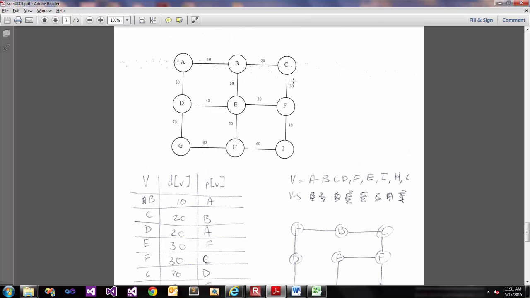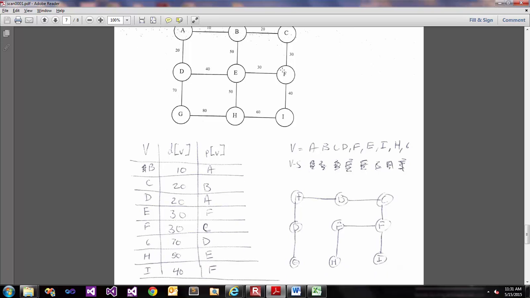Okay, we next pick the smallest value here, which happens to be 30, which is the C to F value. So after D, we pick F. We look at the additional links contributed by node F, which is 30 and 40. So 30 would be going to E, which is less than what we previously had of 40. So we would cross off 40 and write 30 to E, and that was going through F. And we would write 40 going to I from F.